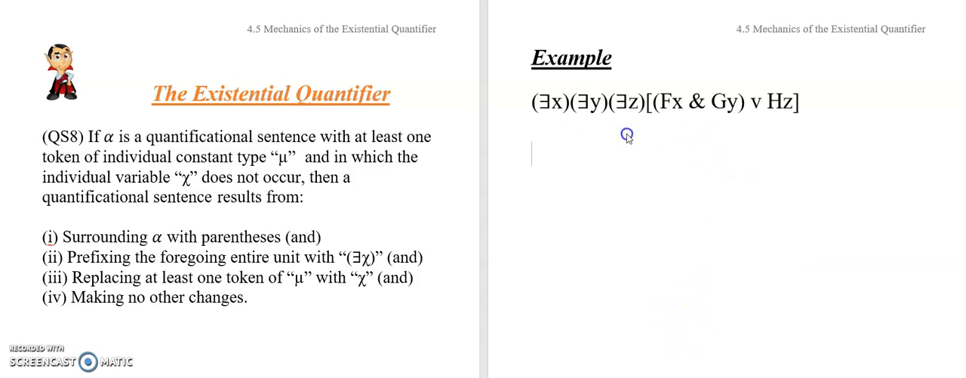All right, let's try a bigger case where you have to do three of them and you have to think about the order in which you do them a little bit. So pause now and demonstrate that this expression is in fact a quantificational sentence that can be built up from our rules QS1 through QS8 and nothing else. Pause now.